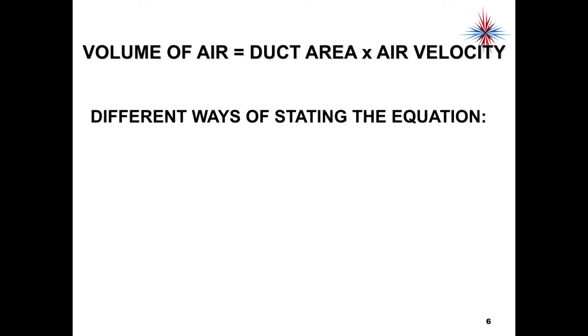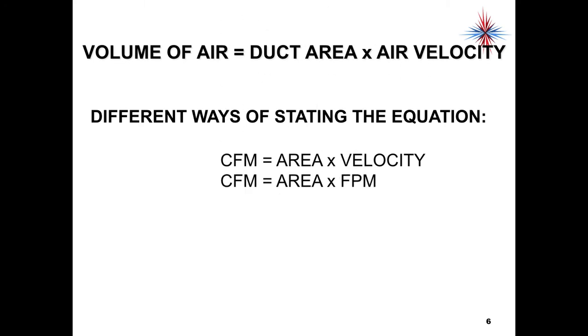So the volume of air is the duct area in square feet times velocity. Have a couple different ways of talking about this equation. So to find CFM, I have area times velocity. Okay. To find CFM, I have area times feet per minute, because that's my measure of velocity of airflow, feet per minute.